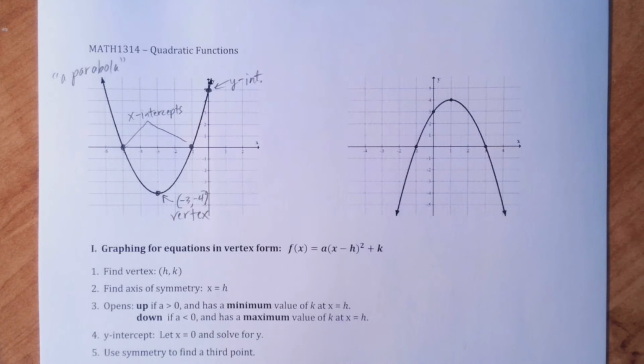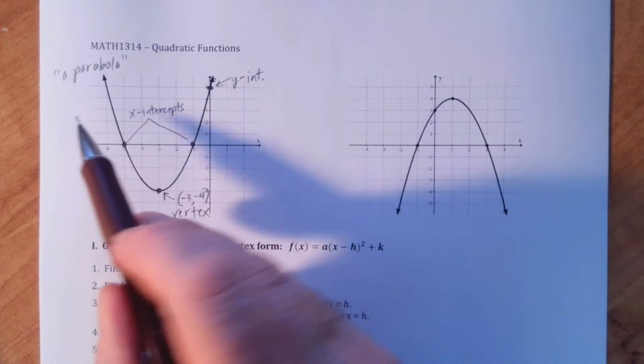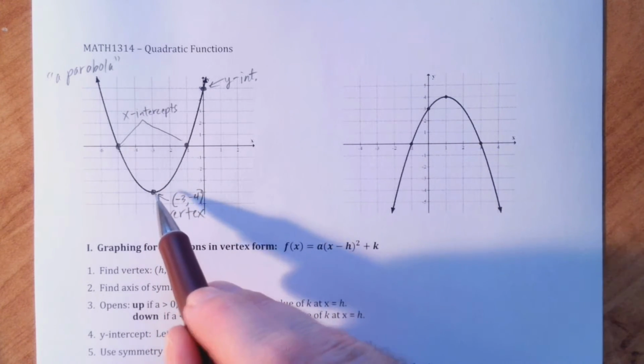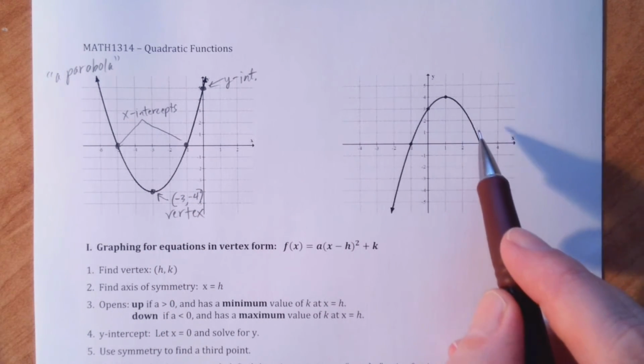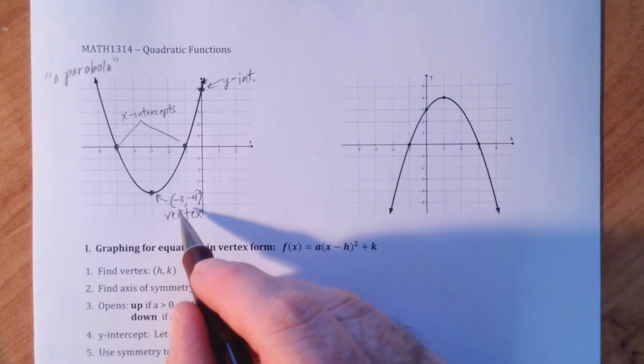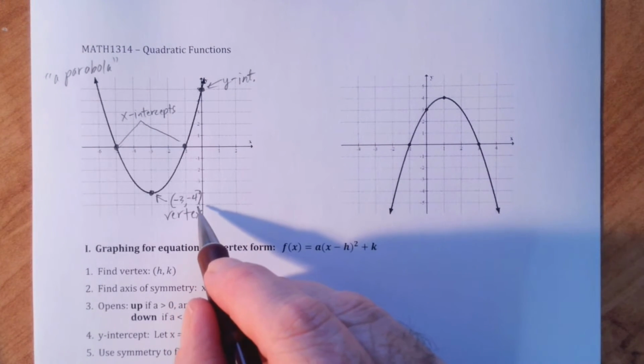Alright, in this video we're going to be talking about quadratic functions. So first of all, we've discussed how to graph y equals x squared. We know it's a parabola. We know that the vertex is basically the lowest point on the parabola, or if it's a parabola that opens down, it would be the highest point. And so our vertex here is -3, -4.